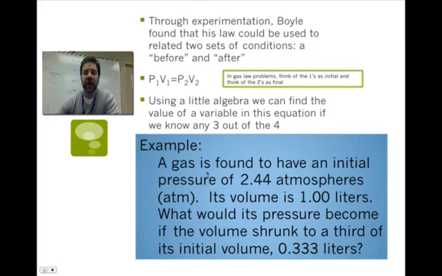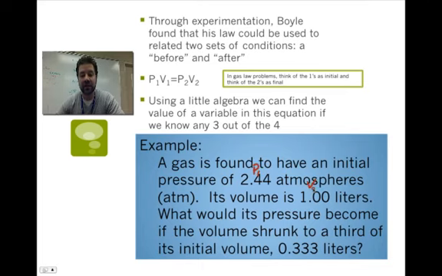So here we go. A gas is found to have an initial pressure of 2.44 atmospheres. Its volume is 1.00 liters. It's telling you very matter-of-factly that those are the initial conditions this gas is found at. So this is the initial pressure, so this could be our P1. And this is our initial volume, our V1 for that formula.